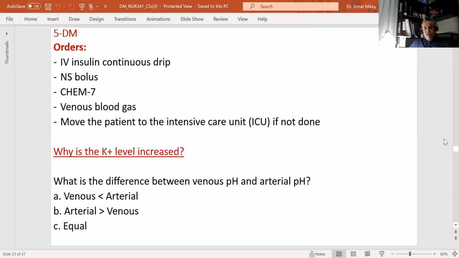The difference between venous pH and arterial pH, we can say it's equal. If there is no respiratory disease, both arterial and venous should be essentially equal. The difference is very minimal, negligible.